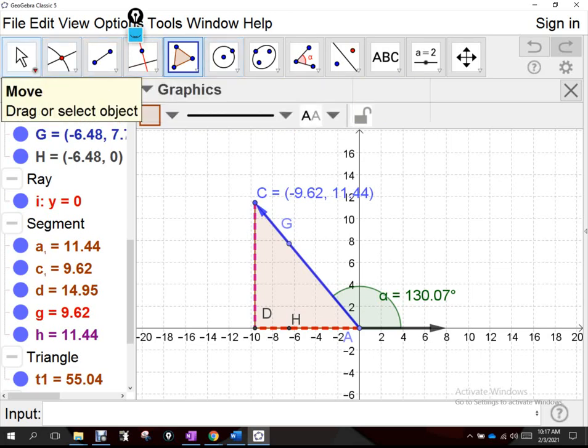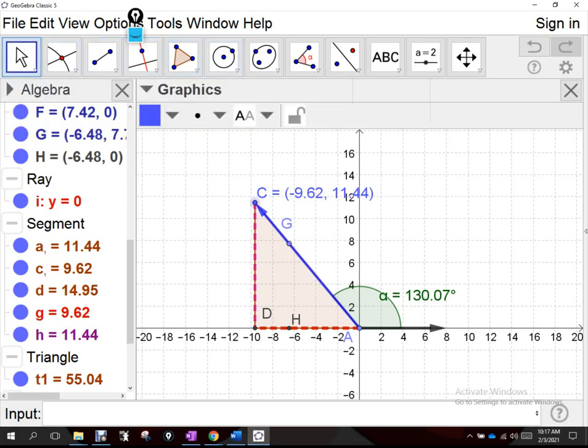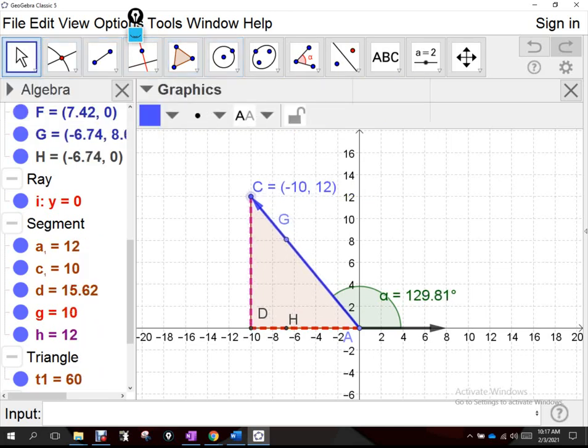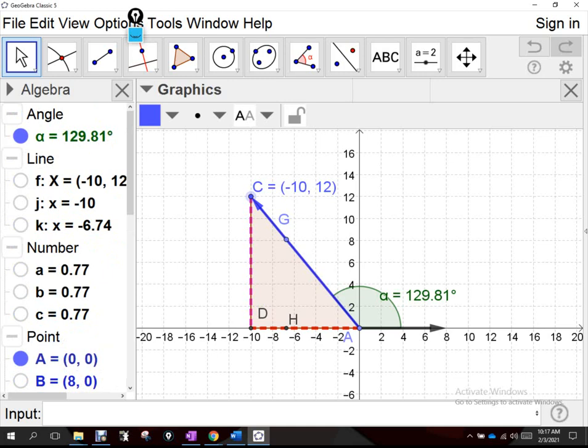And just so that I can make things a little bit easier in explaining, let's look at a 129.81 instead. Okay, but if we can justify this with that information, we should be able to do it for any location in the coordinate plane.